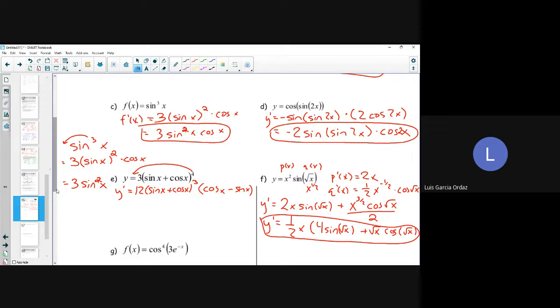Yes, Priyanshu? I'm a little confused. So when you pulled out the 1/2, I understood that you multiplied the first factor by 2, so you got 4x sine the square root of x. But when I did that, I didn't get rid of the x to the power of 3 over 2. I don't know how you made it into an x squared.